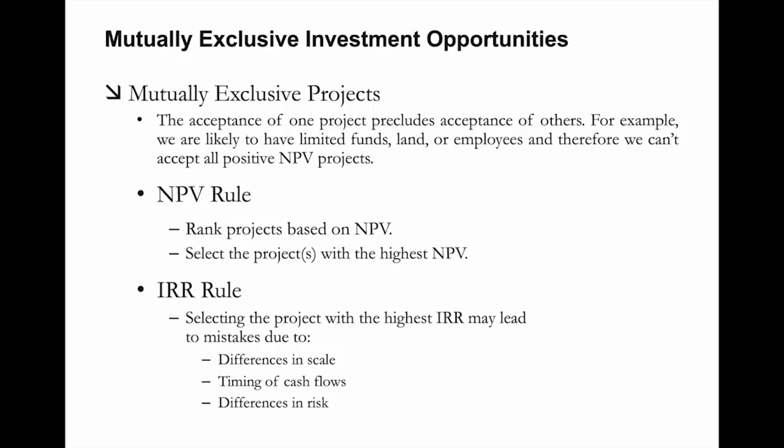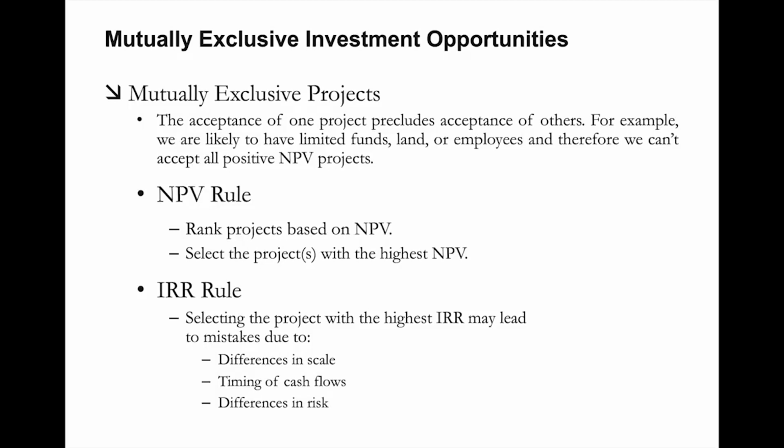So the NPV rule here for mutually exclusive projects remains robust. For mutually exclusive projects, when we have to choose between, for example, 5 projects, we will simply rank those projects and choose the project or projects with the highest NPV. So the projects with the highest NPV will create the most value for the company. But for the internal rate of return, we run into more issues, unfortunately.